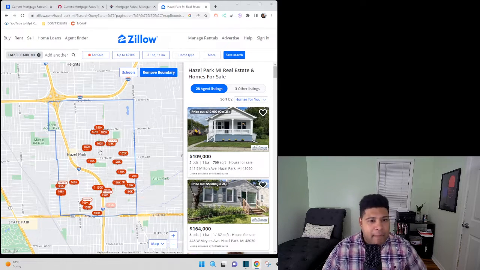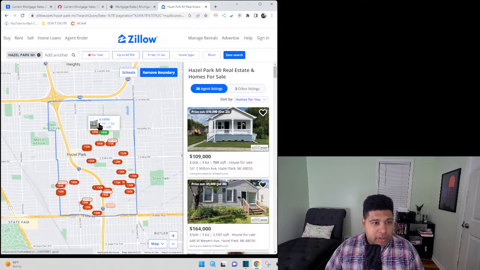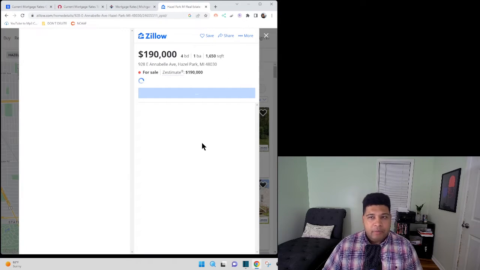And then I like the map here. As you know your area, you may say, I don't want to be towards 8 Mile or Detroit, or I don't want to be near this area. So what I do is click on it. Okay, I know this area, I actually stay in Hazel Park. So let's click on this one here, this $190,000 one, and it pops up.